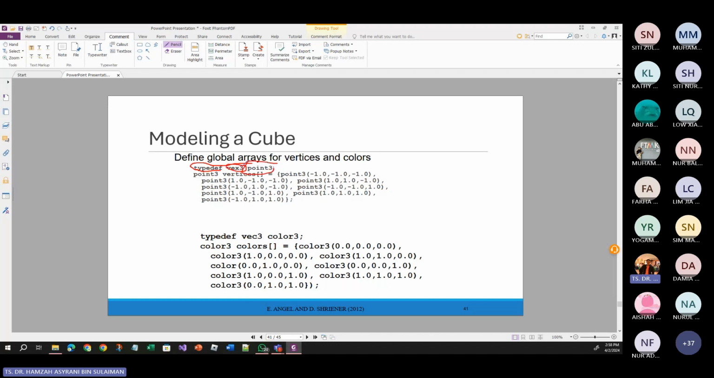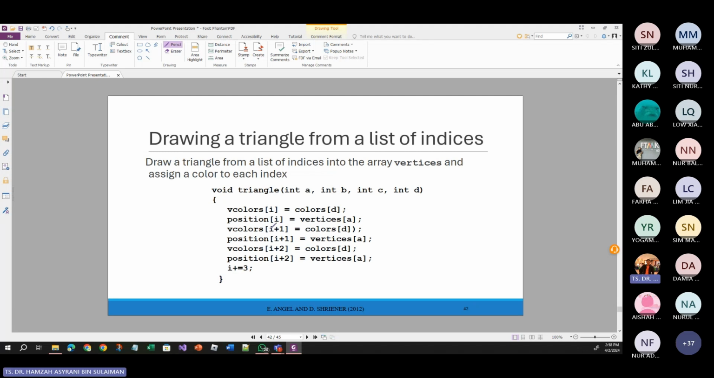Okay, this vec3 is something we call back. So, you see? This is how it calls it. It calls a vec3, one point3 and one color3. Okay, it uses the same struct, which is vec3, to set to be a point and to be colors. Okay, this is in terms of C++, the naming convention. Okay. So draw a triangle from the list of index into the array of vertices and assign a color for each index. We make this triangle function.